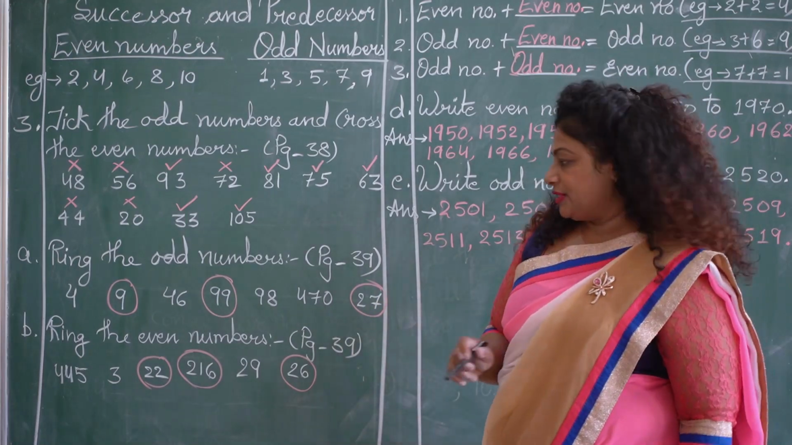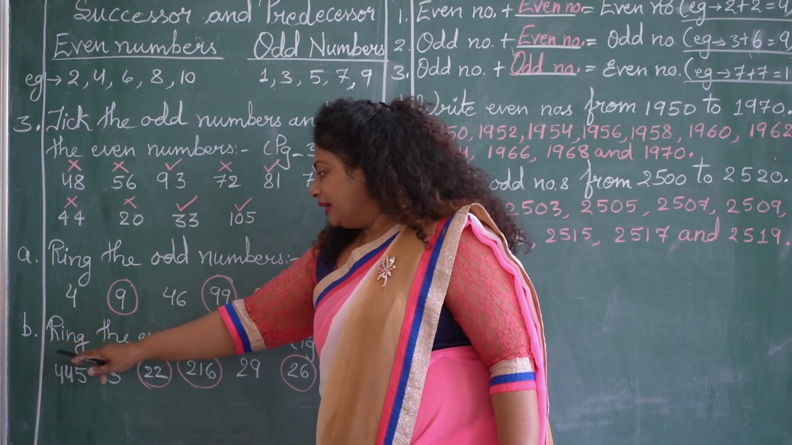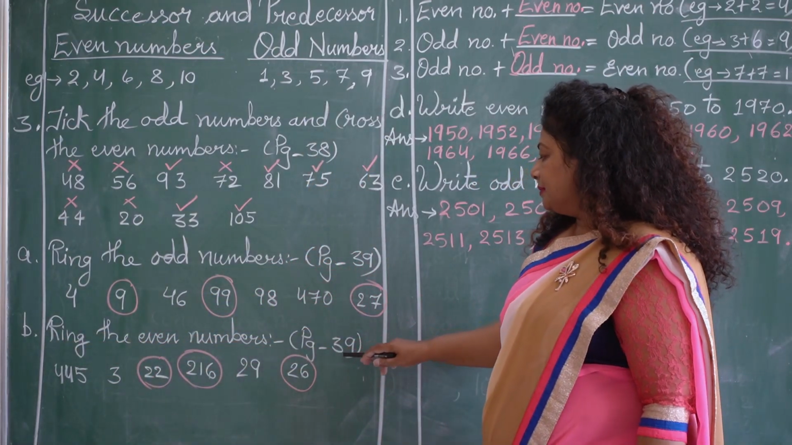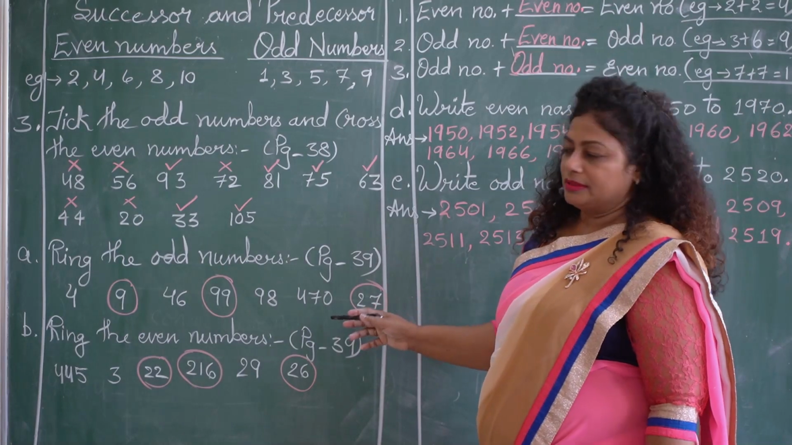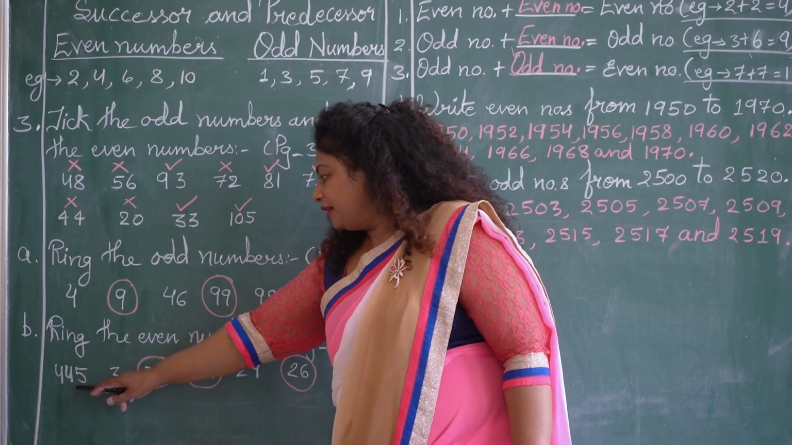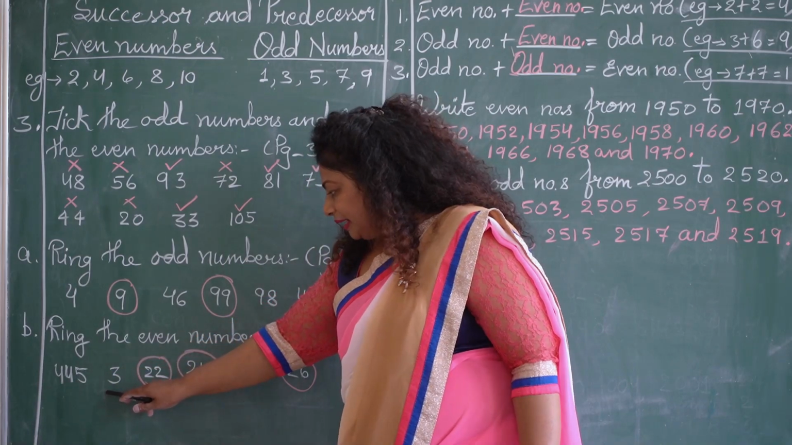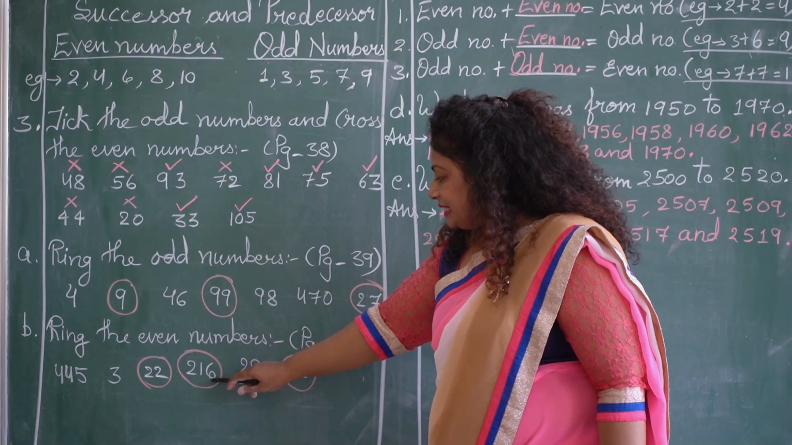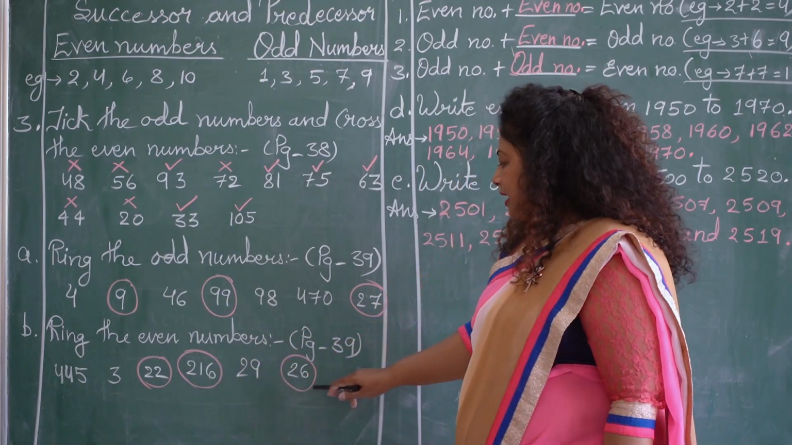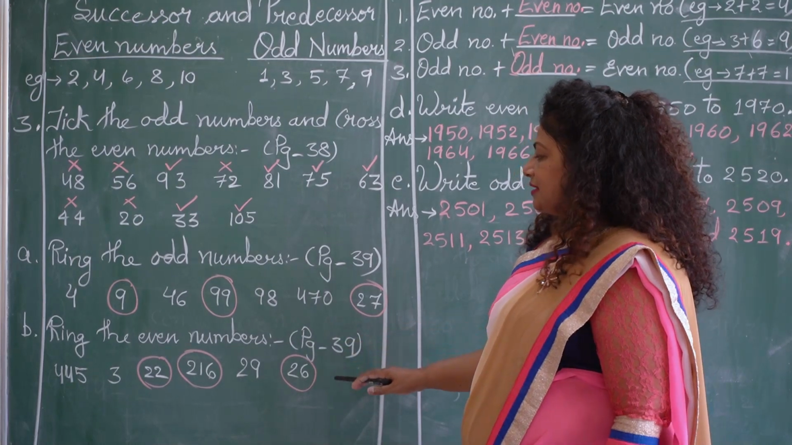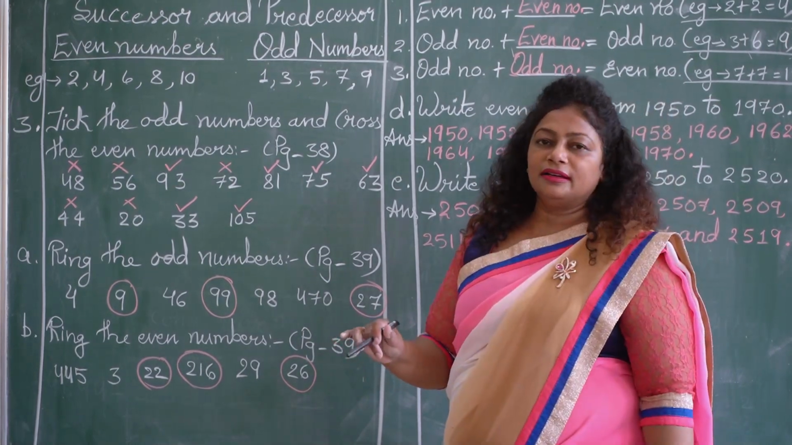Now next question. B dot. Ring the even numbers. It is given on page number 39. That is the same page number. Numbers given to you are 445, 3, 22, 216, 29 and 26. Now out of these numbers we have to circle the even numbers.